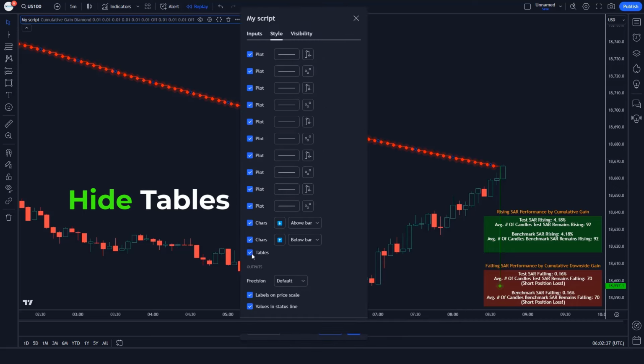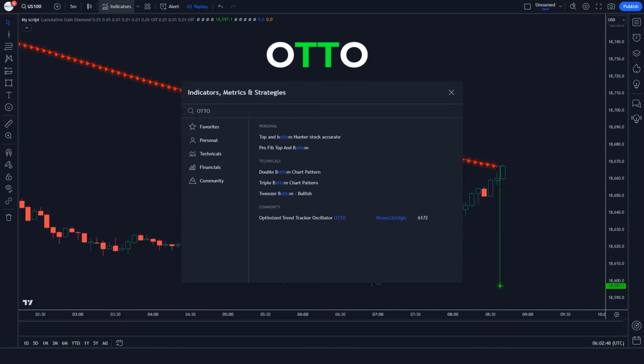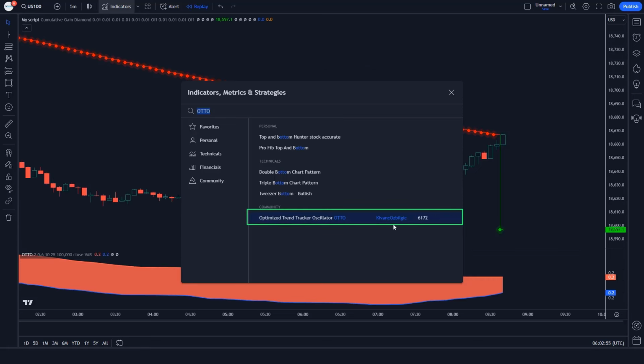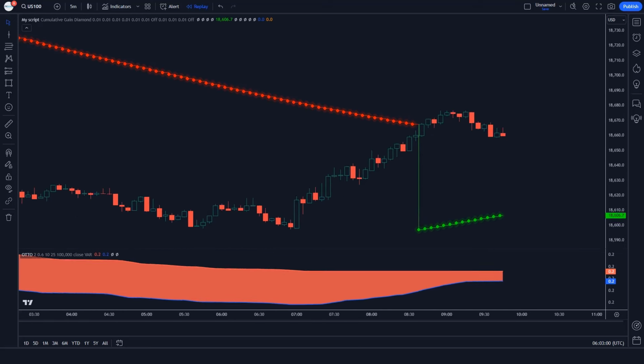We have to hide the table's options. After that, we have to apply another indicator on the chart. We will search for auto in the search box of TradingView. After that, we have to click on the Optimize Trend Tracker Oscillator option. Now our trading setup is completely ready for trading.